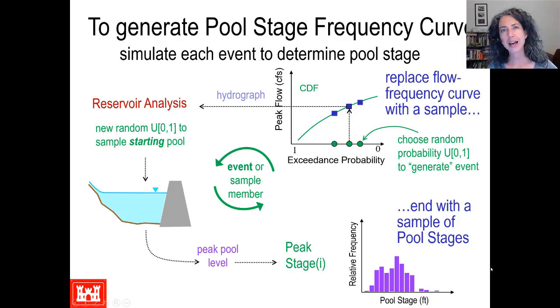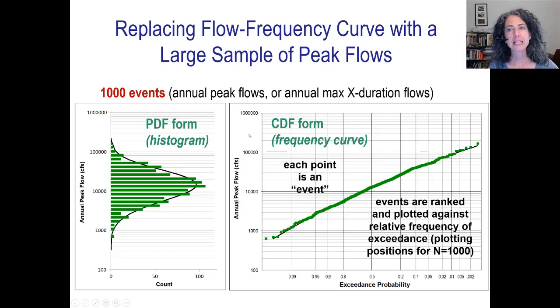Right? So to look at that in a different way, I'm going to generate, say, 1,000 events. Here is 1,000 annual peak flows from my flow frequency curve. On the left, I'm showing them in the PDF form as a histogram plotted on top of the original probability distribution. And on the right, I'm showing them in the CDF or frequency curve form, where each of my 1,000 flows is plotted against plotting positions on top of the frequency curve form of my distribution. Note the plotting positions are based on n equals 1,000 because this is a sample of 1,000 flows.